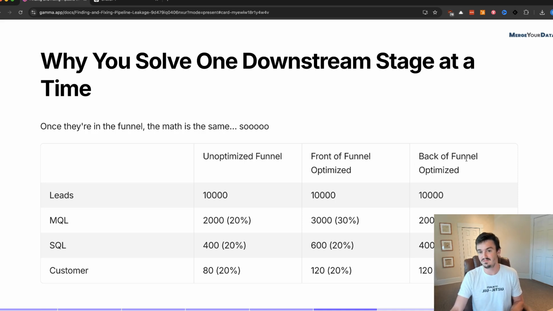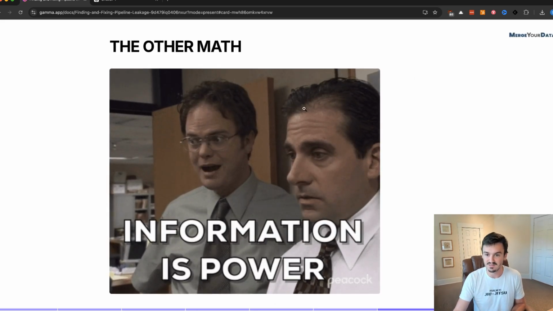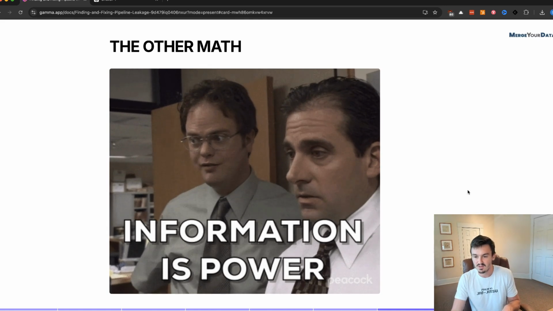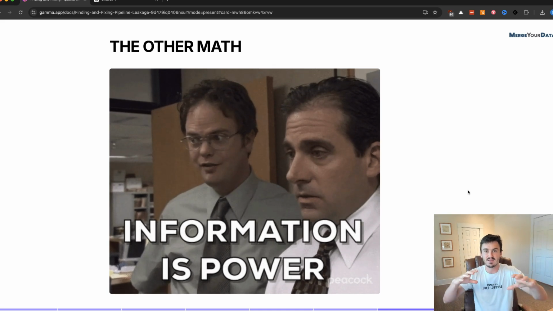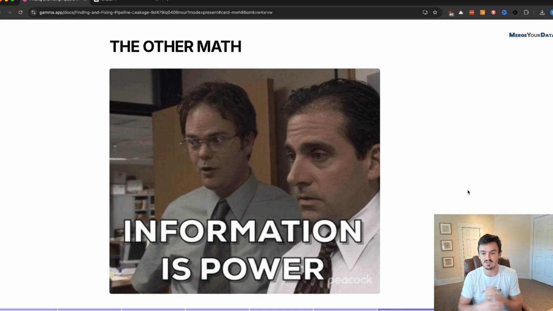But if we do the back of the funnel first, we end up with 2,000 MQLs, 400 SQLs, and then 120 customers. And that's a 30% conversion on this last one. So why would we pick option 3 here instead of option 2? It's not math related, it's the other math related. If we're just looking at pure conversion percentages, it's not going to make a difference which one we optimize first.